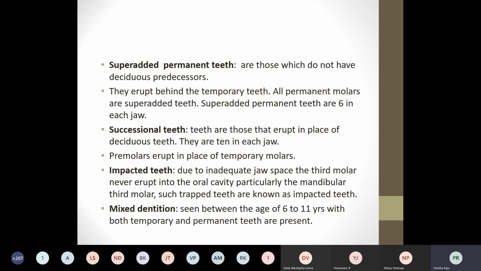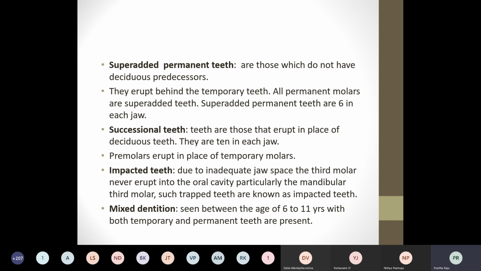So this is very important. I think none of you answered this in the practical internal assessment. So you should know what is a superadded tooth, what is a successional tooth, and what is an impacted tooth. Superadded teeth are nothing but those which do not have their deciduous predecessors.